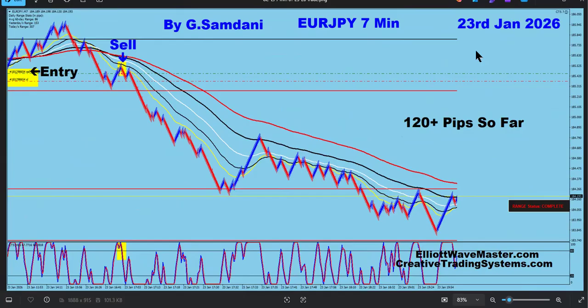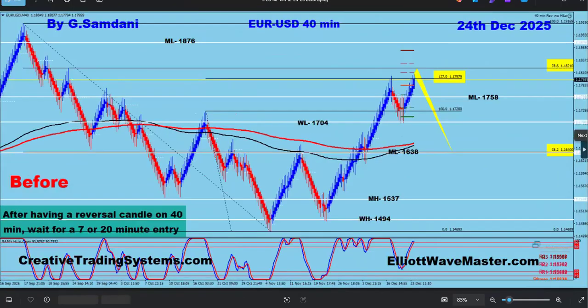So I fix my target and everything, right? It's just meant to be either 61% or 78% extension, 127, 161%, right? So I know all of that. So I hold down the trade for the max.